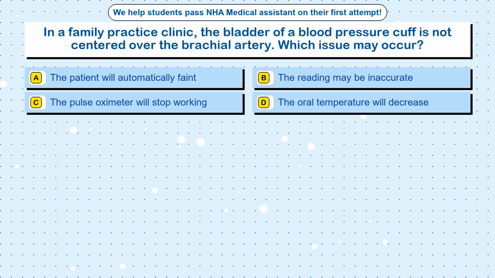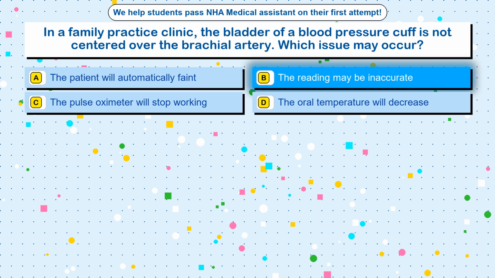Question 12. In a family practice clinic, the bladder of a blood pressure cuff is not centered over the brachial artery. Which issue may occur? Option A, the patient will automatically faint. Option B, the reading may be inaccurate. Option C, the pulse oximeter will stop working. Option D, the oral temperature will decrease. The correct answer is option B, the reading may be inaccurate.